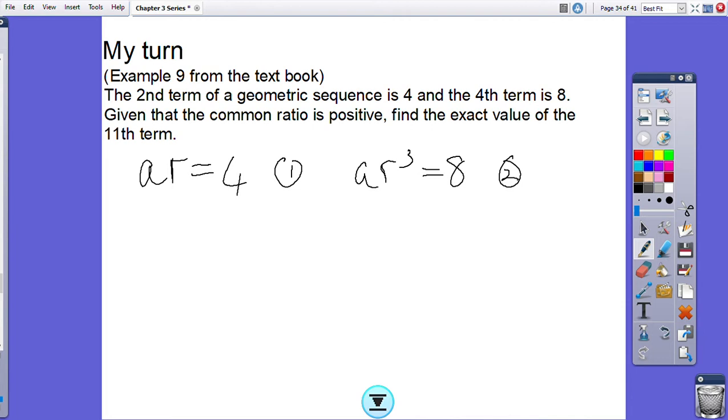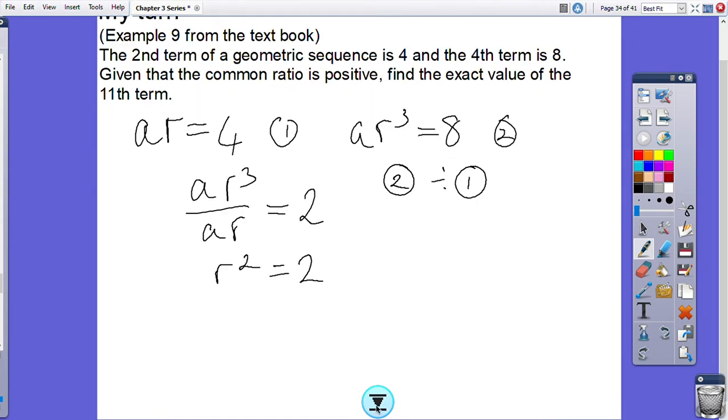Now you're used to adding and subtracting simultaneous equations, but what we can also do is divide simultaneous equations, and that is exactly what I'm going to do here. We've got 2 unknowns, 2 equations, so we are going to do number 2 divided by number 1. We're going to do ar cubed divided by ar, 8 divided by 4, which is 2, so we have r squared equal to 2. So you have r equals plus or minus the square root of 2.